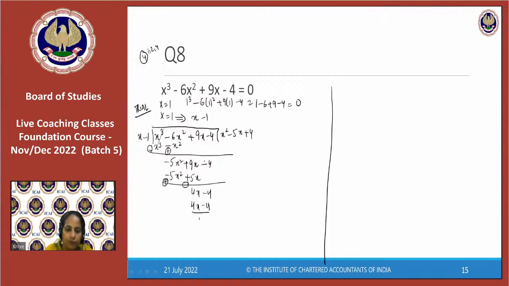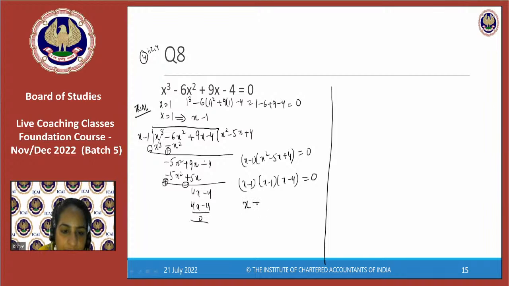4x minus 4, 0. So now this can be rewritten as x minus 1 into x square minus 5x plus 4 equals 0. I told you personally, I am very good in factorization. So I know 4 into 1, 4 plus 1 gives me 5. So I can quickly rewrite this as x minus 1 into x minus 4. I knew this is going to be the answer. So my values of x are 1, 1 and 4.